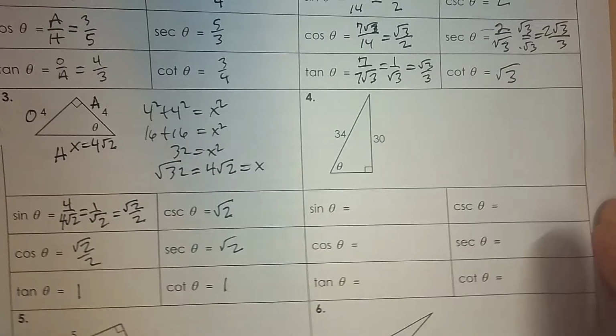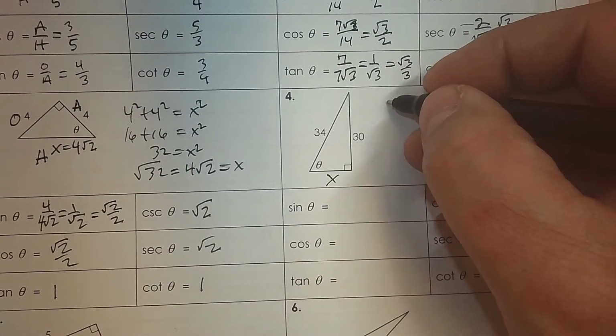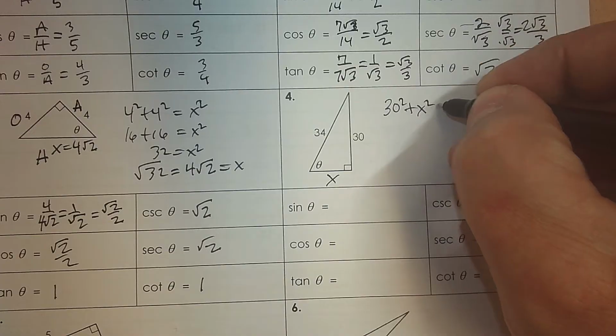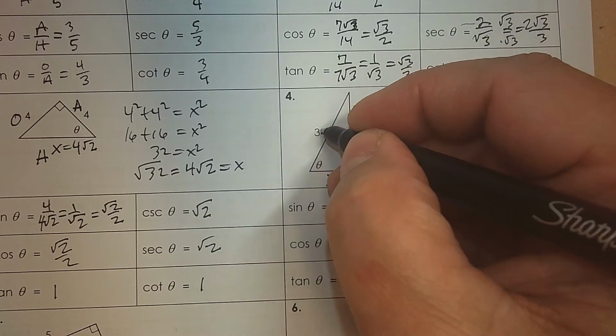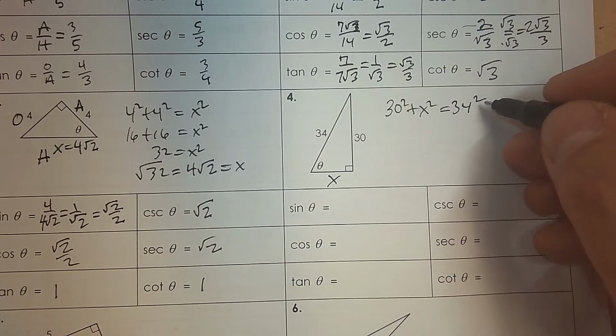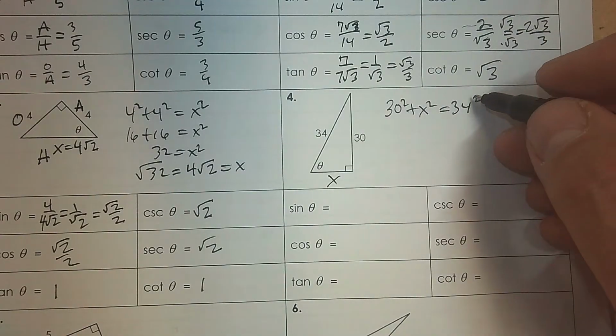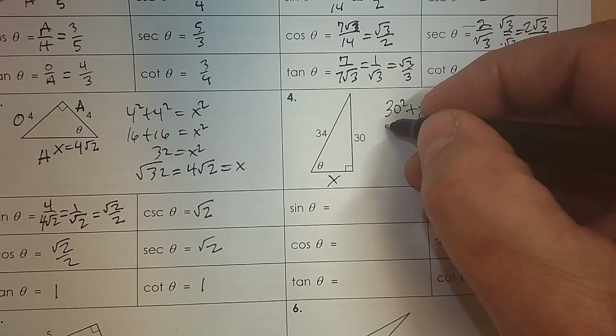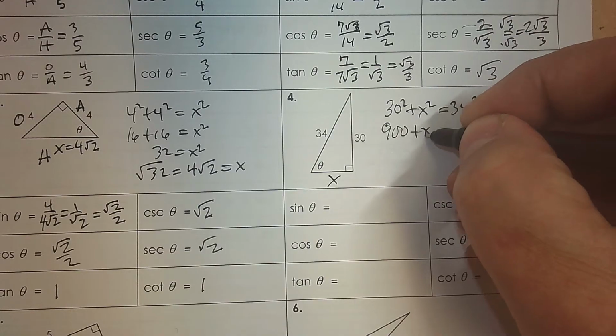All right, number 4. Find the missing side. So if you don't know all sides, you have to do that first. Make sure you understand the hypotenuse. So if that's the hypotenuse, 34 squared needs to be isolated. A and B, the order doesn't matter. So then you solve it. So that's 900. And what's that?